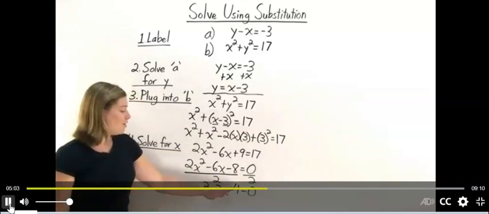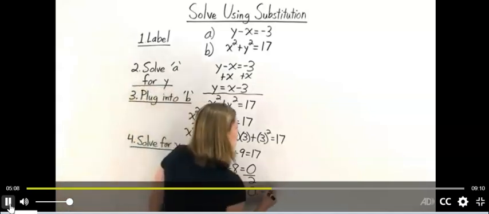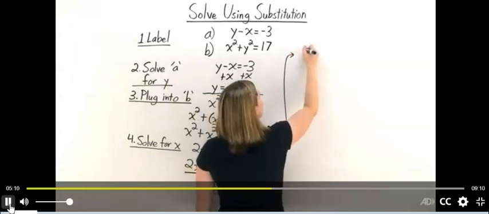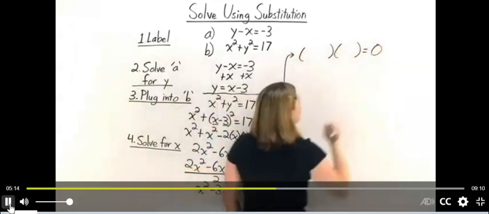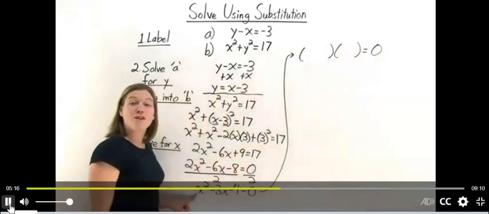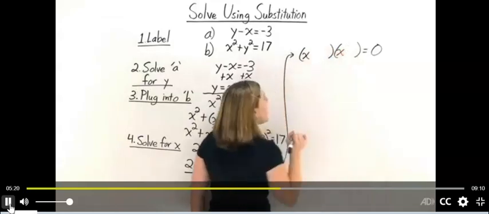x squared minus 3x minus 4 equals 0. To help us solve this equation, let's go ahead and see if we can factor it into the product of two binomials. Well, let's see. x squared is our first term. So, in each binomial, the first term will be an x.